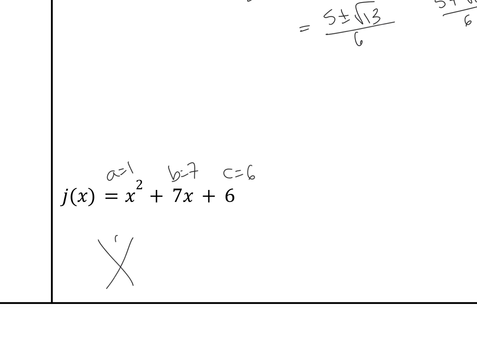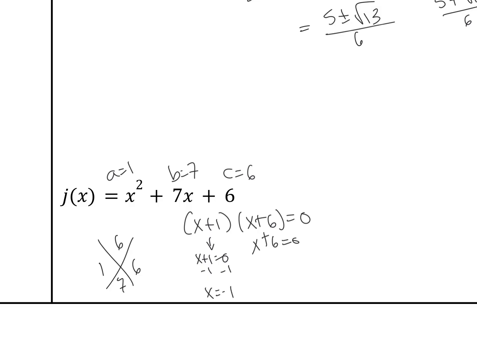Last example, a, b, c. a times c is 6. b is 7. For this one, luckily it does work. 1 times 6 is 6. 1 plus 6 is 7. So I have 2 roots. To find them, first I start with the factors. I set those factors equal to 0. And I solve for x.